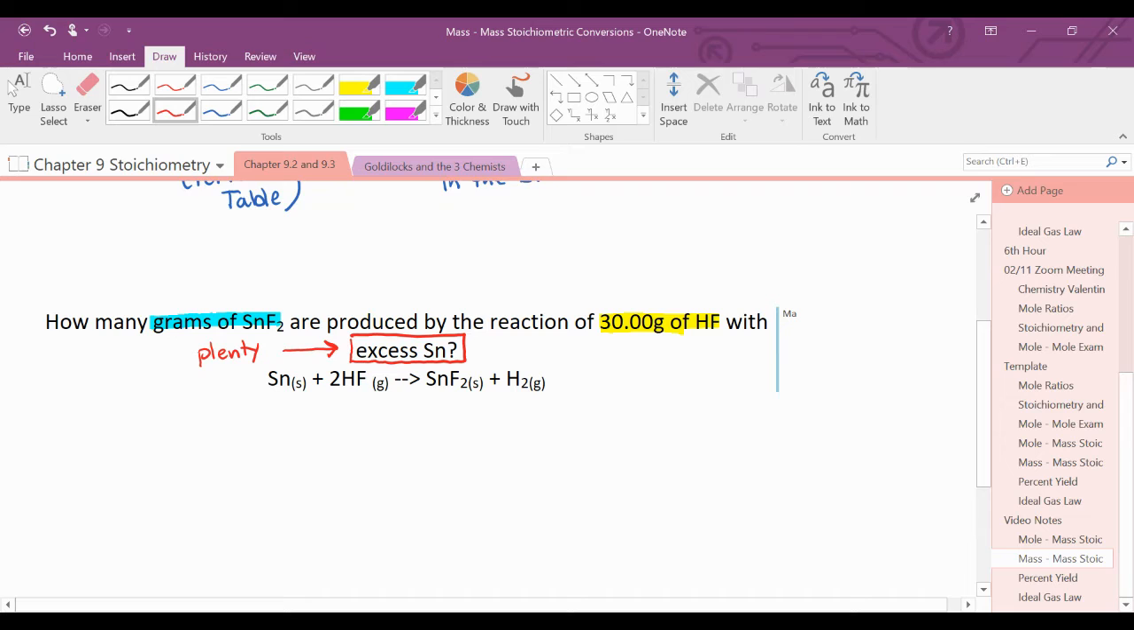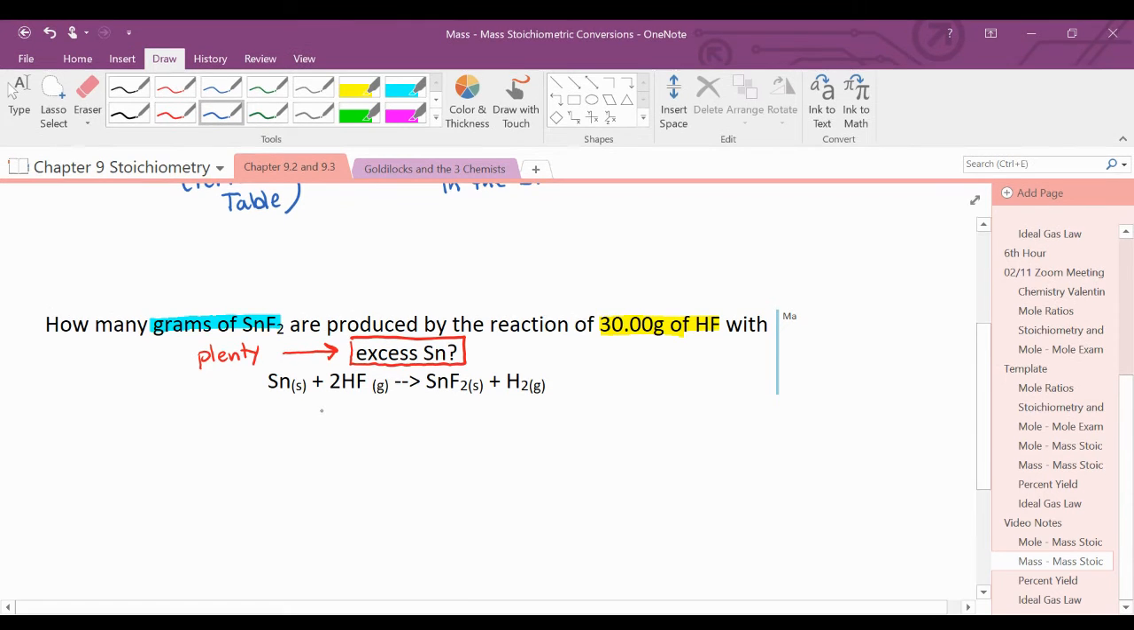It's kind of like when you're baking cookies and you're getting your ingredients together, at least in my house. We always have plenty of flour, excess sugar. What limits the ability to get the recipe done is how many Hershey Kisses, if I'm making Hershey Kiss cookies, how many chocolate chips, if I'm making chocolate chip cookies. Sometimes the number of eggs is my limiting ingredient, but usually I have excess flour and sugar. So in this chemical reaction, we have excess tin. We're limited in that we only have 30 grams of hydrogen fluoride.